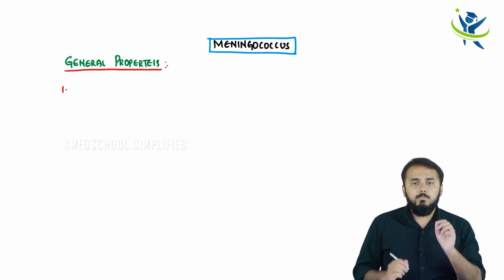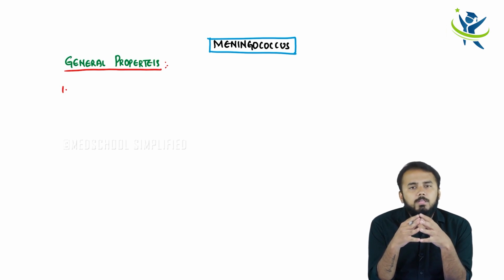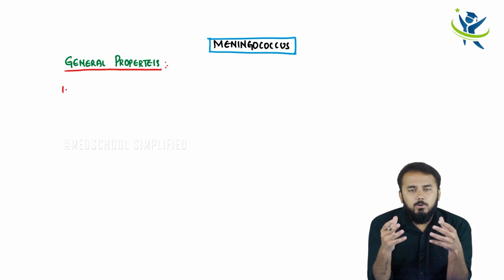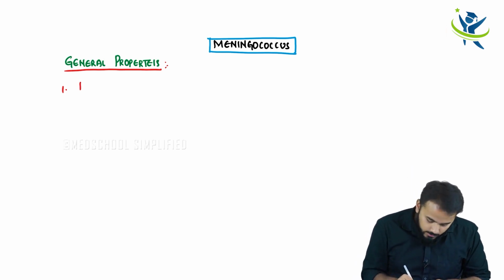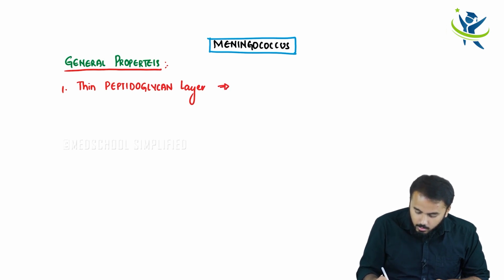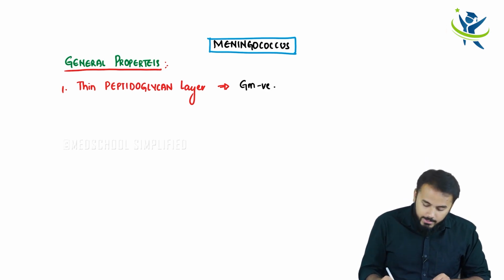Point number one, this Meningococcus has got a thin peptidoglycan layer. What do you mean by thin peptidoglycan layer? I have been telling you all the time that those bacteria which have got a thick peptidoglycan layer are called gram positive, and those bacteria which have got a thin peptidoglycan layer are called gram negative bacteria. So this Meningococcus is a gram negative bacteria.